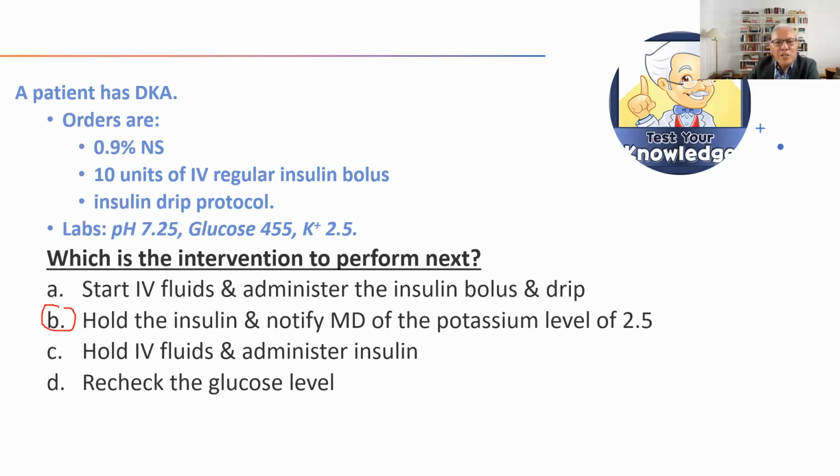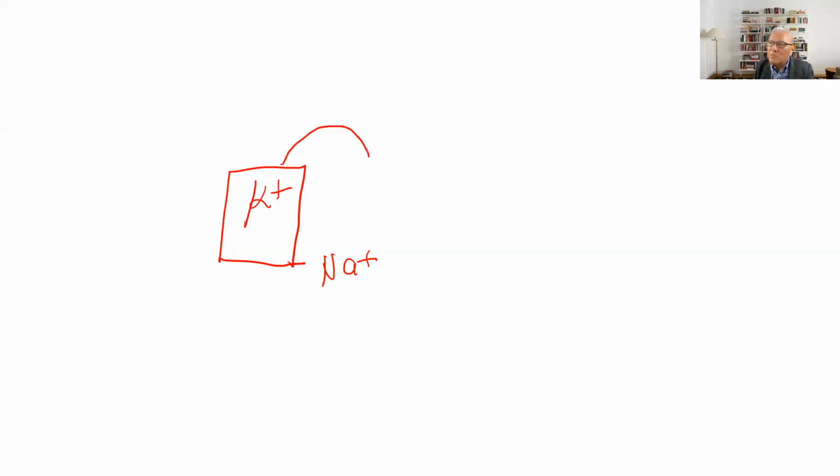Remember that when insulin is given, it takes the potassium back into the cell. You remember the sodium potassium exchange in cells? If this is a cell, potassium is in here and sodium is usually in the extracellular compartment, right? And the way that potassium goes into the cell is when insulin is present. So when insulin is present, glucose moves into the cell along with potassium.